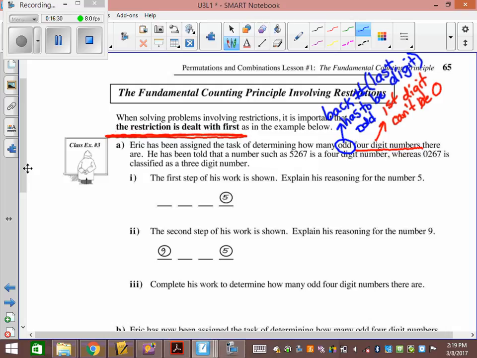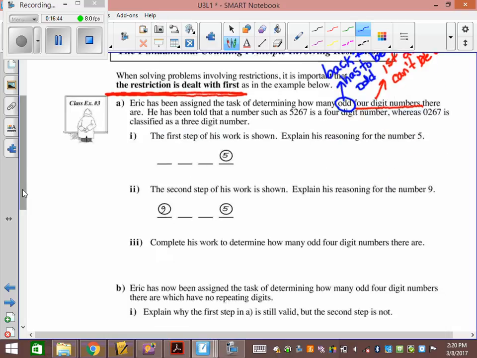He has been told that a number such as 5,267 is a 4-digit number, whereas 0267 is a 3-digit number. They won't tell you that. They're not that nice. Okay? They'll just say 4-digit number, and you have to remember that the first digit can't be 0. So we're going to go through the first step of his work as shown. Explain his reasoning. Why are there 5 options for that back number? Remember, the number that's above the blanks is the number of options. What you list below are the options. So the only options we have for these blanks are the numbers 0 to 9. Why can't I put a 10 in the blank?